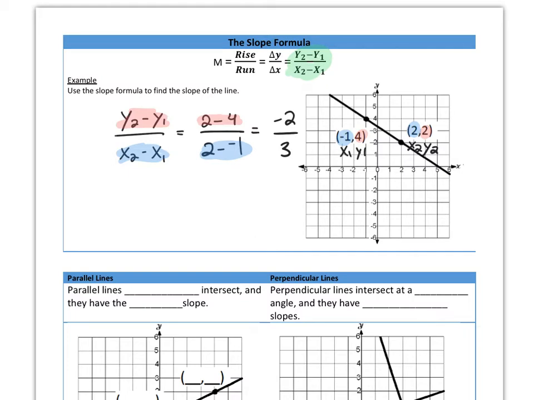You could actually see that in the graph without using the slope formula. Check this out. If I go 2 down from this point and 3 over, I end up at my next point. So my rise was -2 and my run was 3. That's another way to find the slope from a graph.